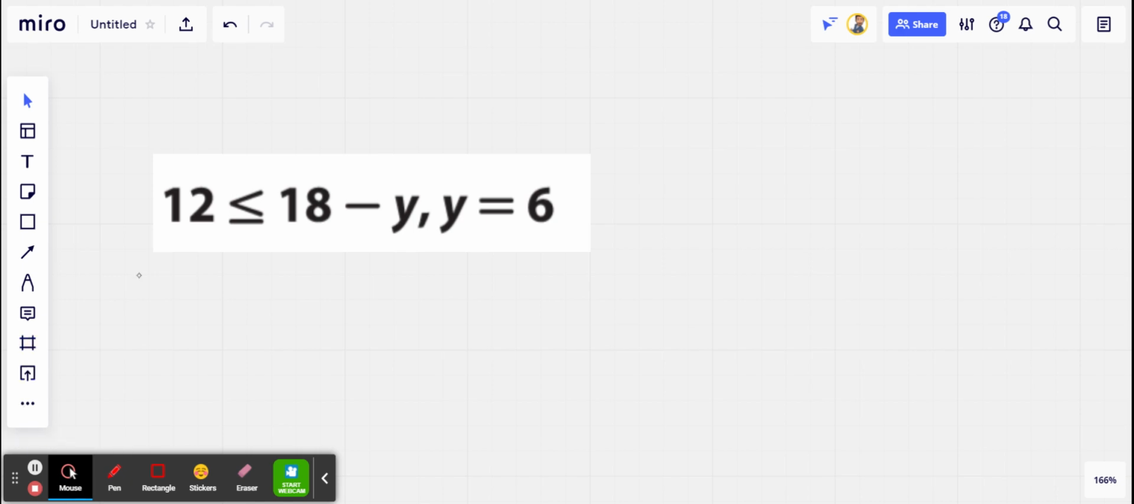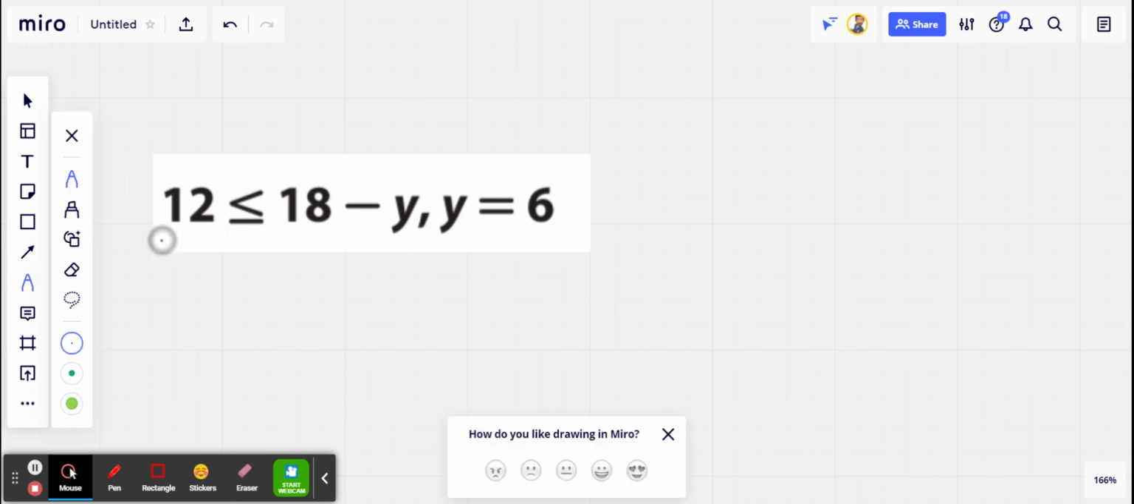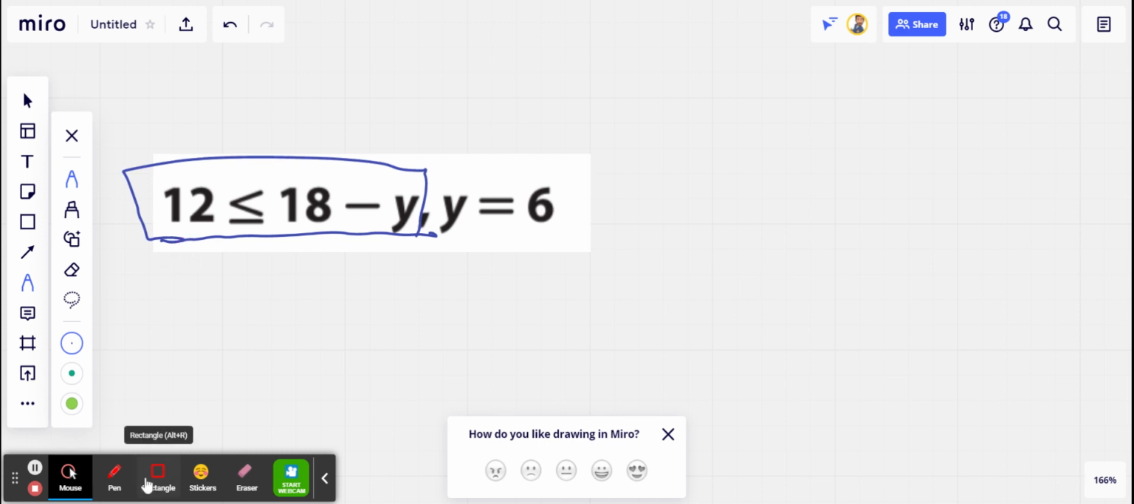Let's look at this example. Same thing. We have to find out if the value that is given makes this inequality true. The inequality is this part right here that I'm making a rectangle around. So we have 12 is less than or equal to 18 minus y.